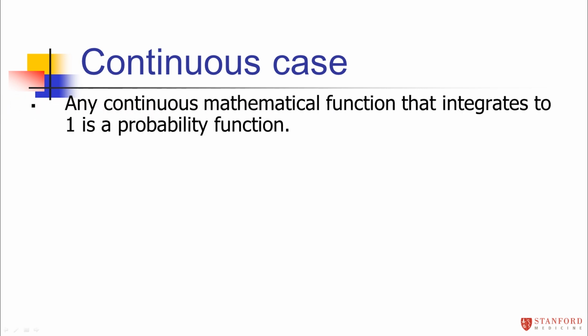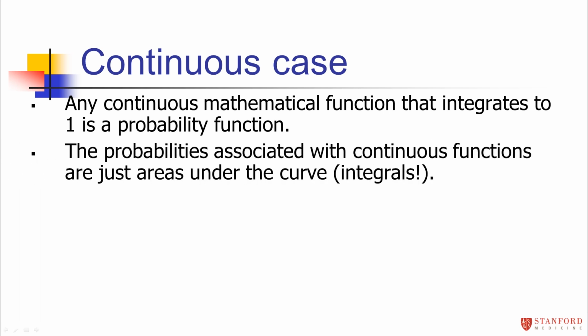All right, now we're going to jump to the continuous case. As I said, the continuous case is a little bit more tricky, with a little bit more math involved. We're just going to touch upon the continuous case this week. But if you have any continuous mathematical function, if that function integrates to 1, that just means if the area under that curve is 1, then it is, by default, a probability function.